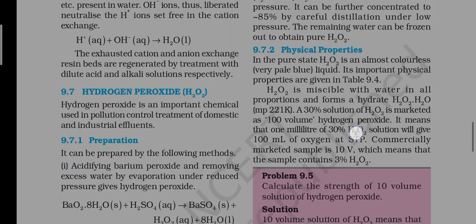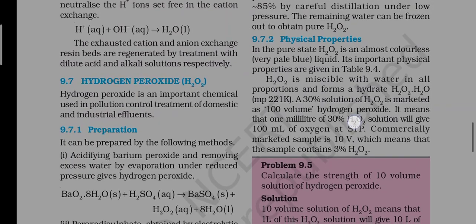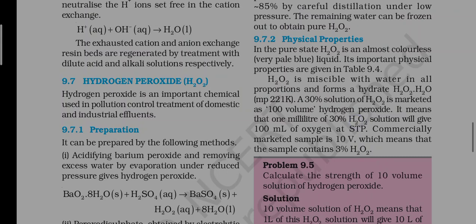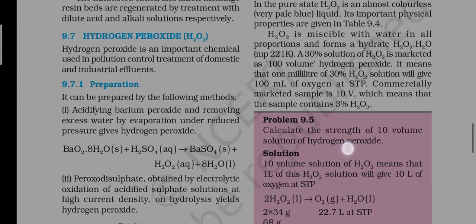Next is hydrogen peroxide, H2O2. It is an important chemical used in pollution control treatment of domestic and industrial effluents. Preparation: it can be prepared by acidifying barium peroxide and removing excess water by evaporation under reduced pressure, which gives hydrogen peroxide.